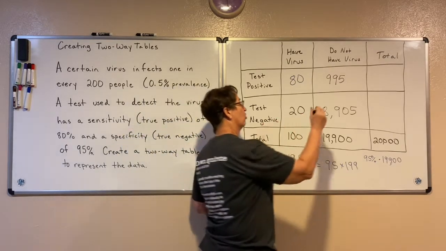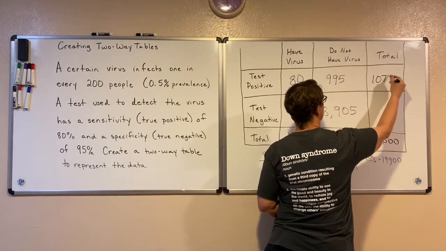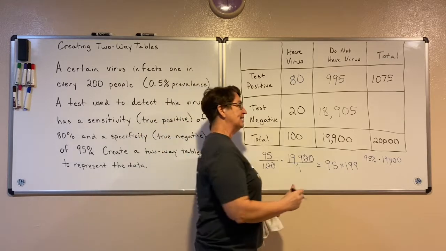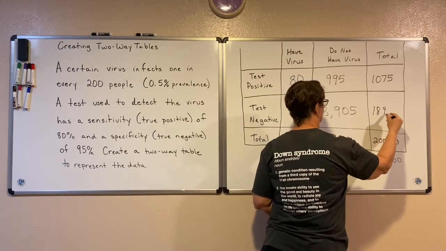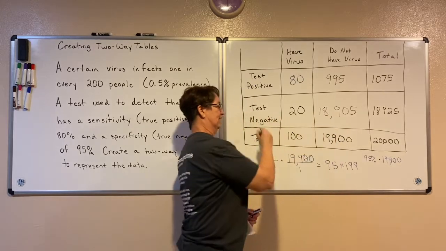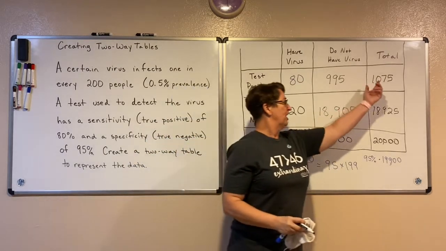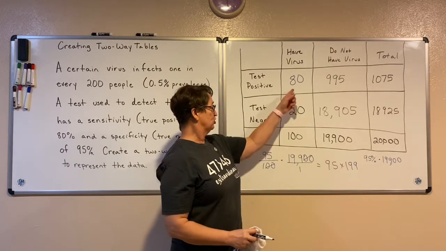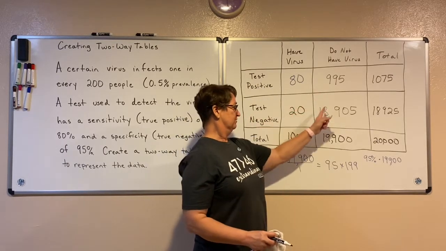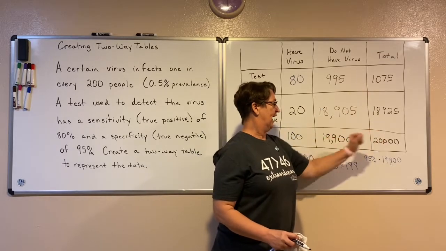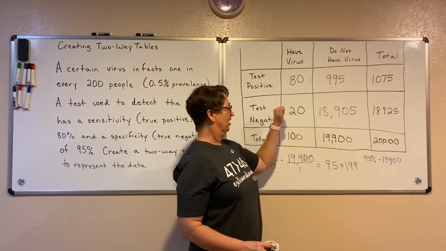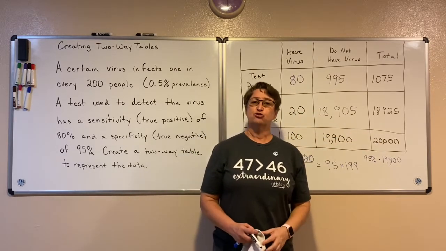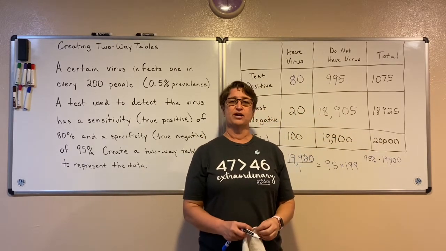So we had a total of 1,075 positive tests, and we had 18,925 total negative tests. This should add up to be that column. So you can always check yourself, make sure that this adds to that, this adds to that, this adds to that, and then across they should all add up as well. So there is our two-way table for this particular scenario.